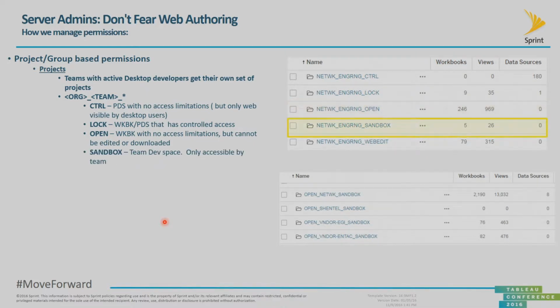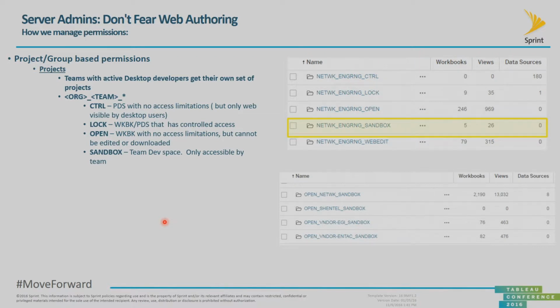Next one's sandbox. This is your dev space. We don't have a development server and a production server. We split it up this way. It's so much easier, especially when you're using published data sources, because you can build both a development workbook and a production workbook off the same data source. That way you're not running into version control and stuff.